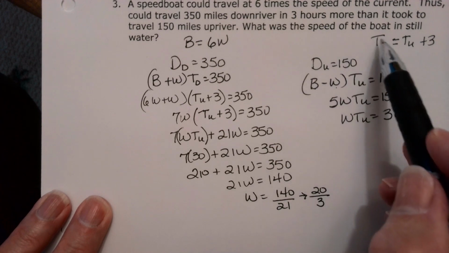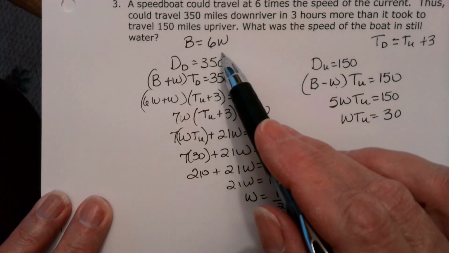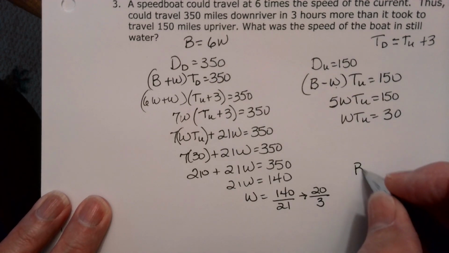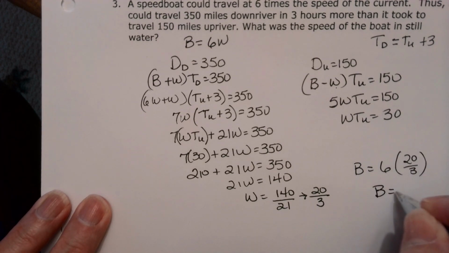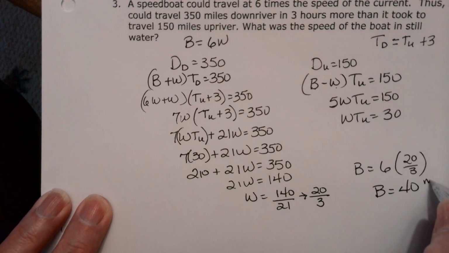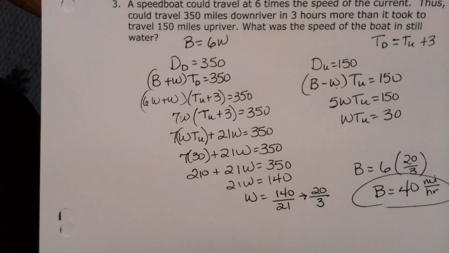Now I want the speed of the boat. So I know the boat speed is 6 times the water speed. So B is going to be 6 times 20 over 3. So B then is going to be 40, and that's miles per hour. Okay? Have fun.